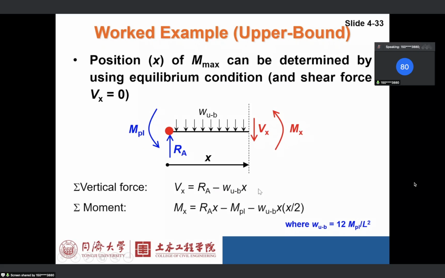We get x, and this x is the maximum bending moment location, and then we again use equilibrium. We can get the moment at x, which is RA times x minus MPL, then minus WB times x times x over 2, right? Okay, I quickly go through this. You should be able to understand this, okay?